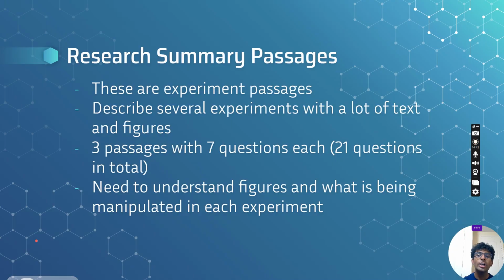All right, research summary passages. These are experiment passages now. There's several experiments with a lot of text and figures. You have 3 passages of these with about 7 questions. So that's 21 questions in total out of the 40 in this section.